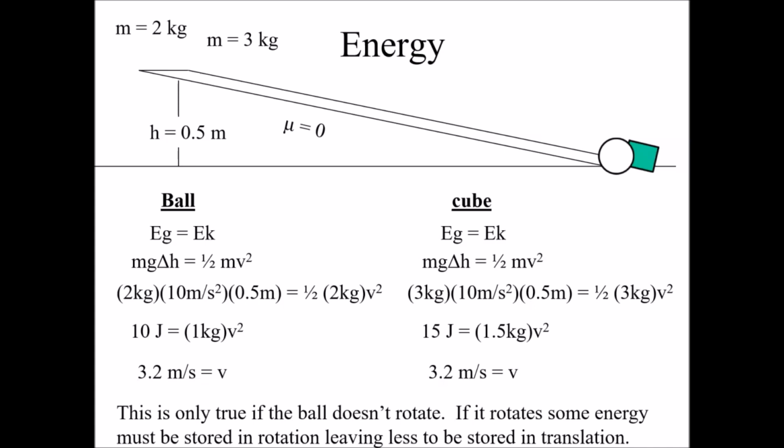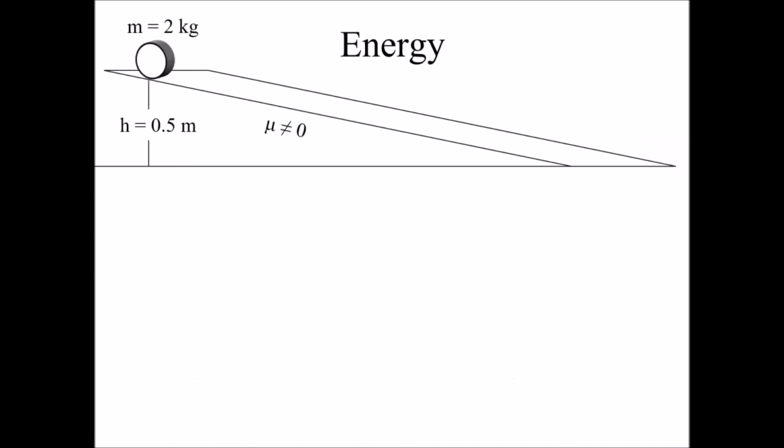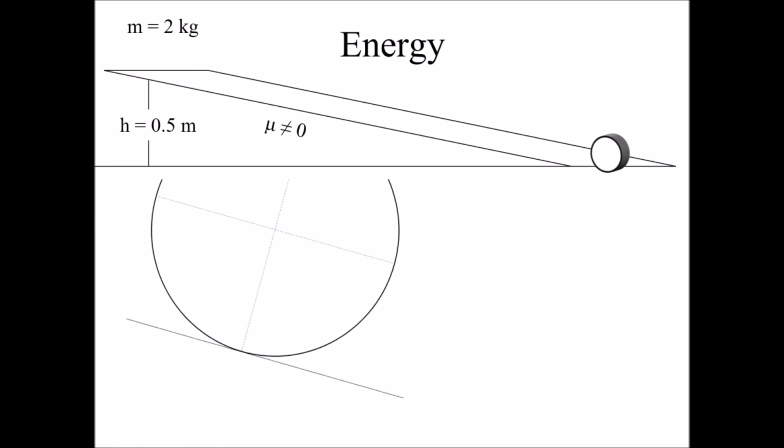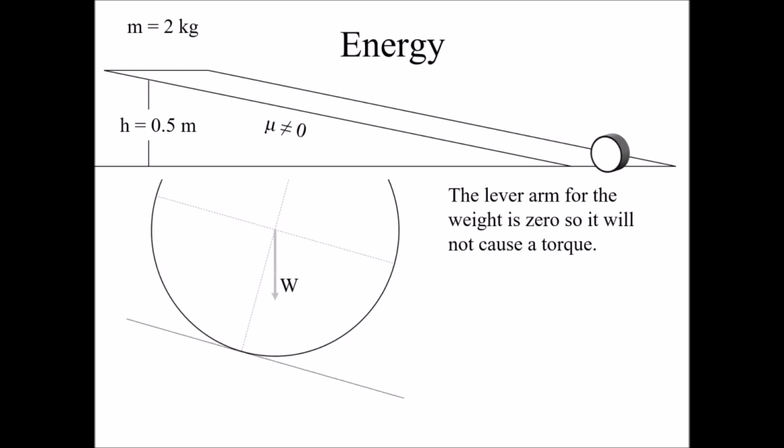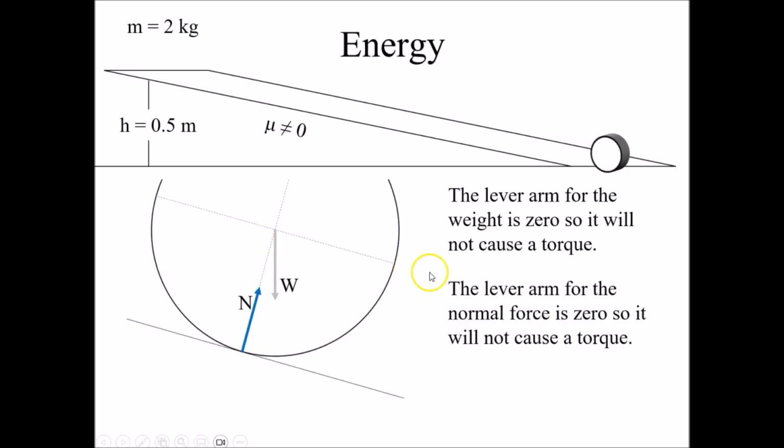Now, let's see what happens when it starts to rotate. That means the friction is not zero now. In this case, let's do a hoop instead of a ball. If I'm looking at this, there are some forces that we should think about. There's a weight acting right at the center of the thing that's straight down. Well, it doesn't have any lever arm. The r is zero because it's spinning about the center of this. So it does not cause a torque.